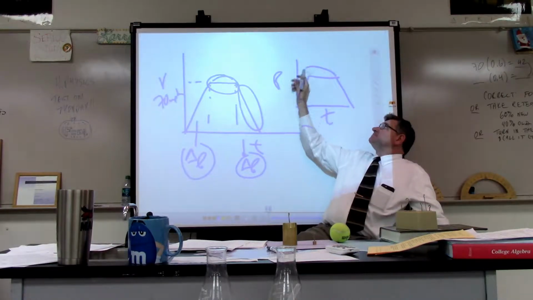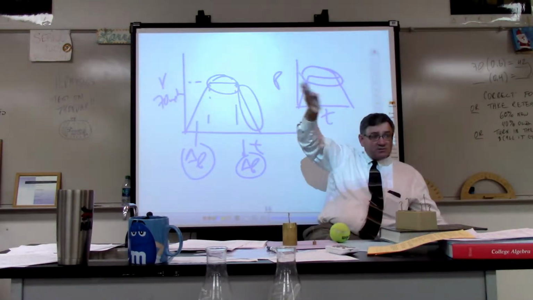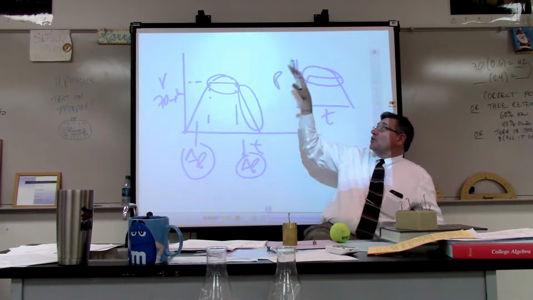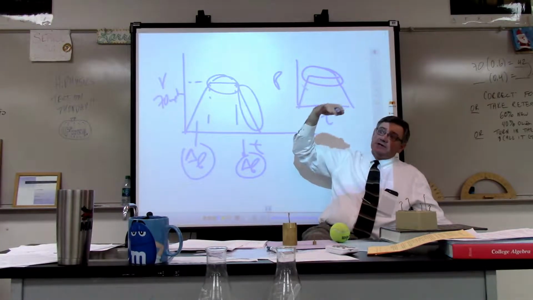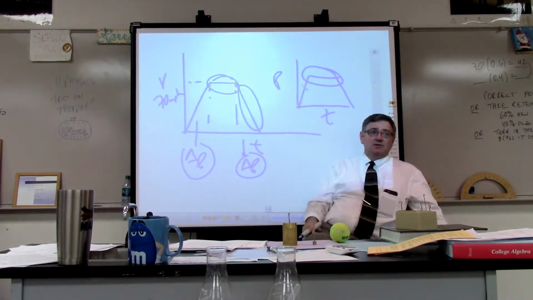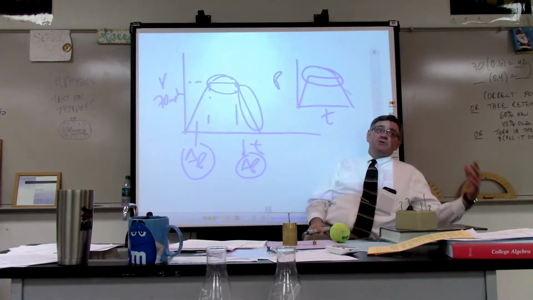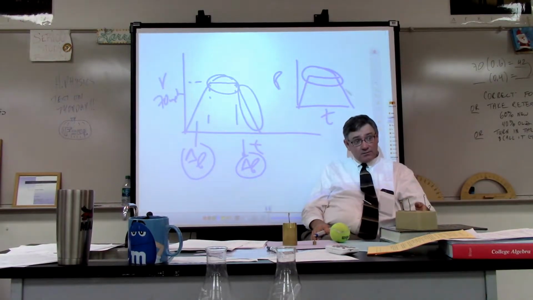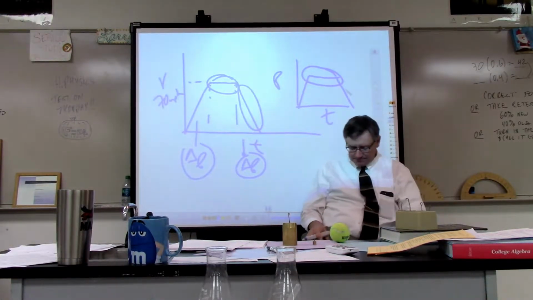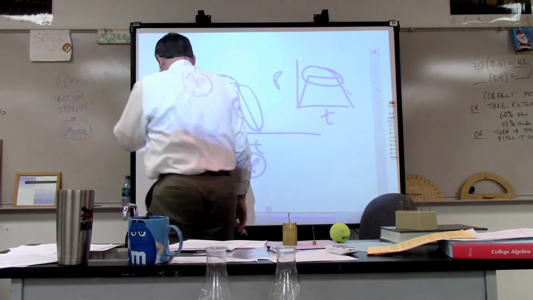So here's the deal. When you have a horizontal line on a velocity time graph or a momentum time graph, your momentum is just constant. When it slopes, that's when you have a change, which is going to require a force.